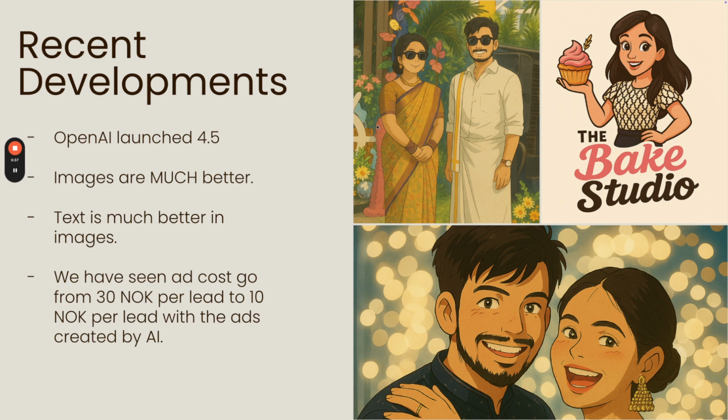OpenAI just yesterday has launched the 4.5 version of it, and what has happened with that is that image creation is much better than before. What used to happen when we were creating images in ChatGPT was the text used to be very blurry. It used to be very incorrectly written, and the images were very subpar and not usable in ads. But this has changed in the latest release. So that is what is happening.